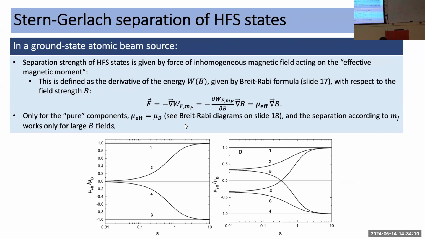The effective magnetic moment is essentially the slope of the Breit-Rabi graph. So this delta over dB of the energy of the hyperfine state is called the effective magnetic moment. And of course, as I just explained, you don't see that on these pure states, while in the mixed state system you have a strong dependence of the polarization on the field.